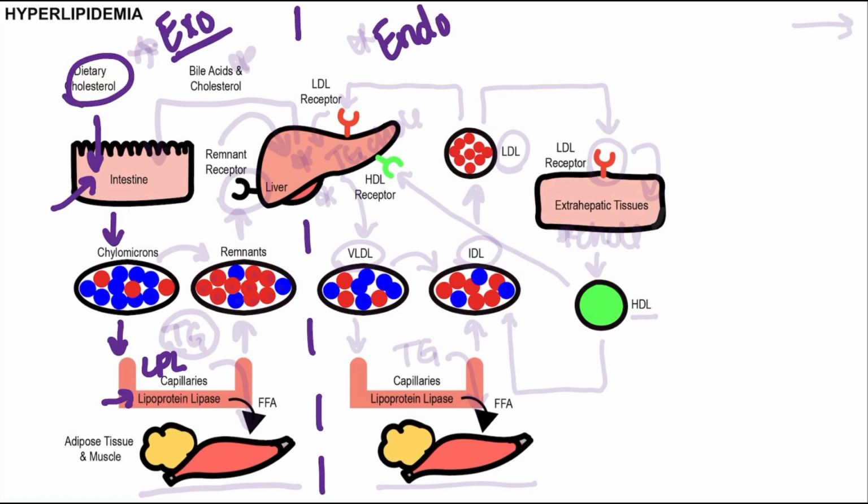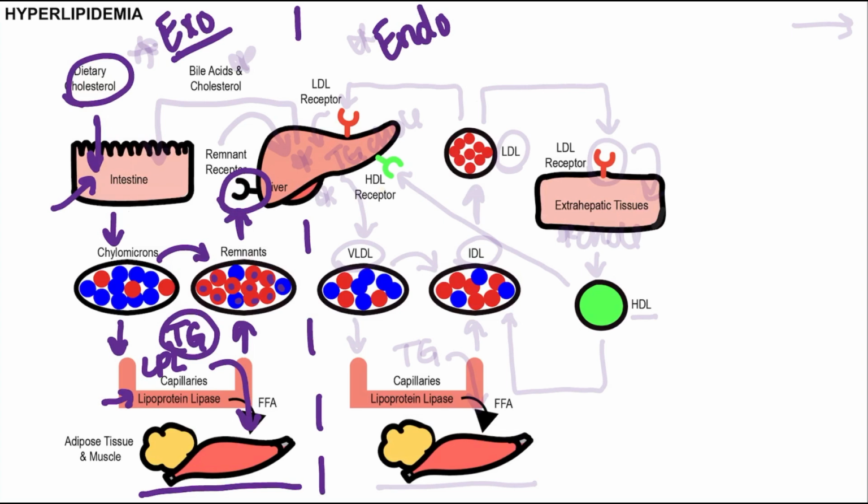LPL actually acts to hydrolyze triglycerides to free fatty acids to then be utilized by the surrounding adipose tissue and muscle tissue. This triglyceride hydrolysis actually shifts the content of these chylomicrons from being very triglyceride rich to being very cholesterol rich, which I'm showing you here. These particles are now called the chylomicron remnants, or just remnants, and these remnants continue in the circulation until they reach the liver, where they are taken up after interacting with their remnant receptor.